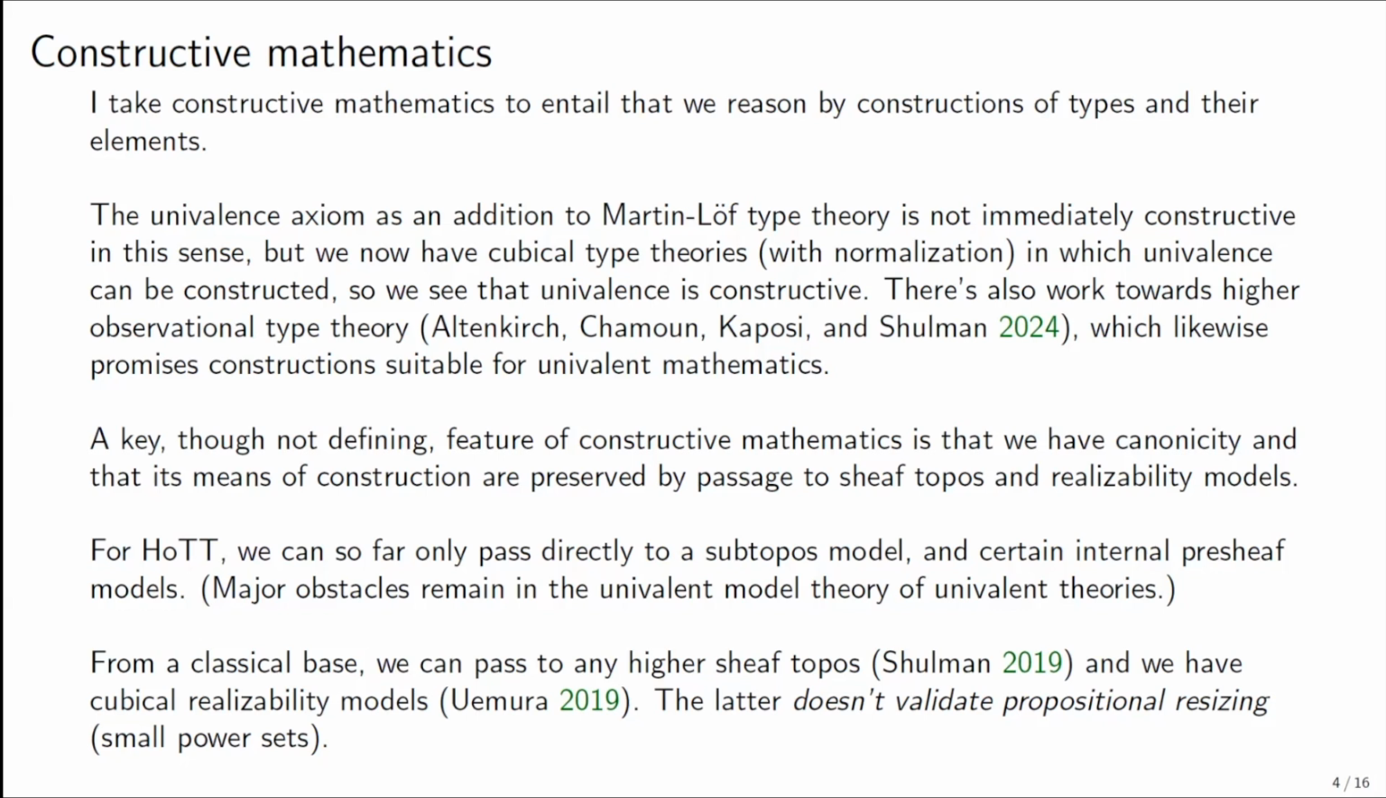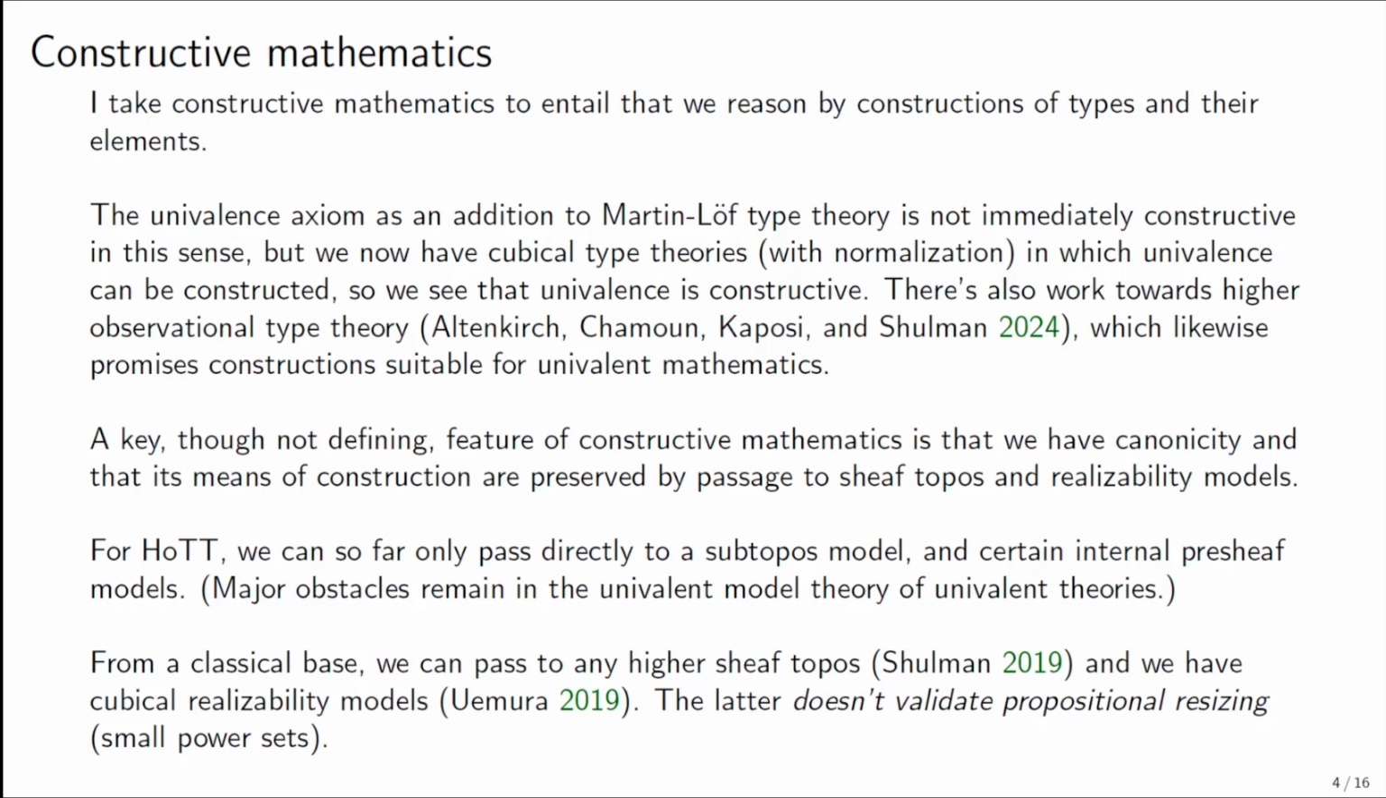But we now have, thanks to Thierry and others, good type theories with normalization in which you can construct witnesses for univalence. And there are also other approaches recently towards higher observational type theory, which likewise promises constructions for univalent mathematics. So I take it to be a key, but perhaps not defining feature of constructive mathematics, that we have a collection of constructions for which we have canonicity. This is a more general statement of the existence and disjunction properties of a first-order logic. It should certainly be the case that if we claim that we have constructed evidence for the existence of something, and there are no variables, it's a closed term, then this should give us a particular witness for the existence. And if we have constructed evidence for a disjunction, we should know if it's the left or the right disjunct.